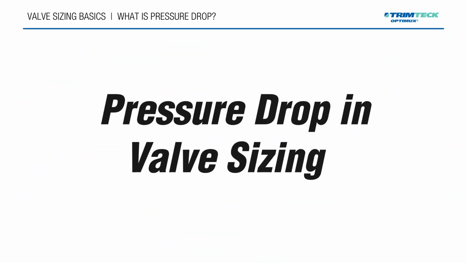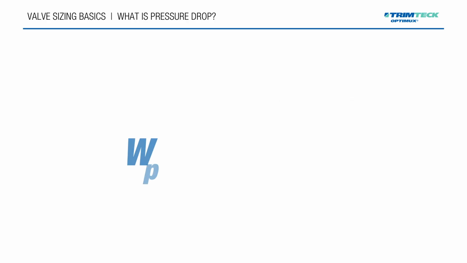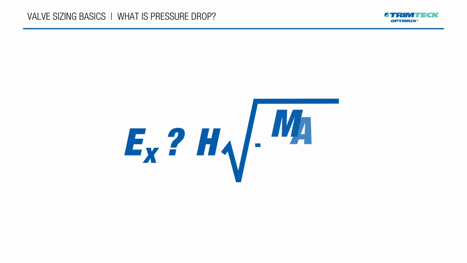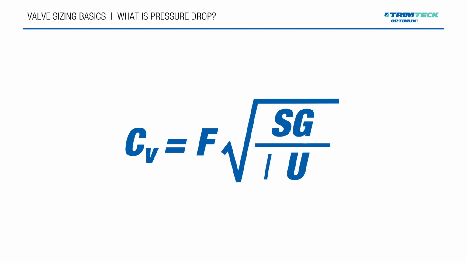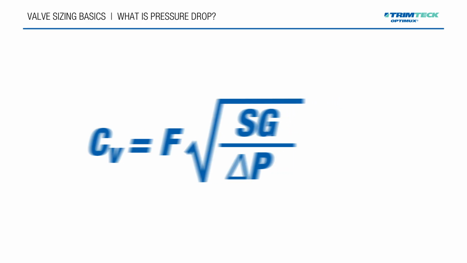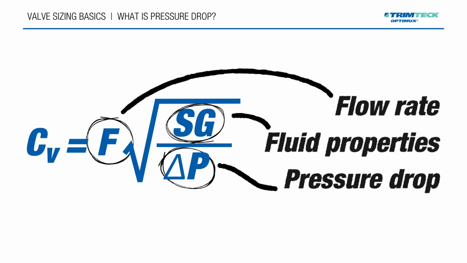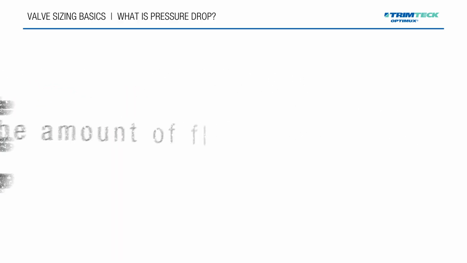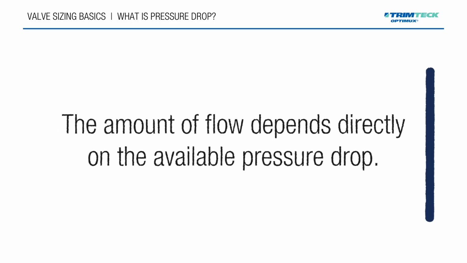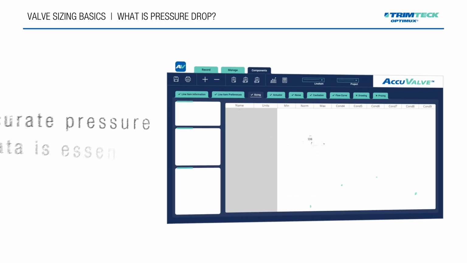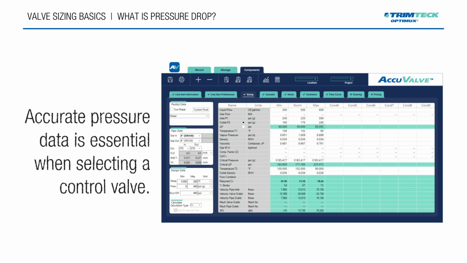Pressure drop is also a critical input in valve sizing. As we covered in our video on CV, the flow coefficient relates 3 key variables: flow rate, pressure drop, and fluid properties. For a given valve and CV value, the amount of flow depends directly on the available pressure drop. That's why accurate pressure data is so important when selecting a control valve.